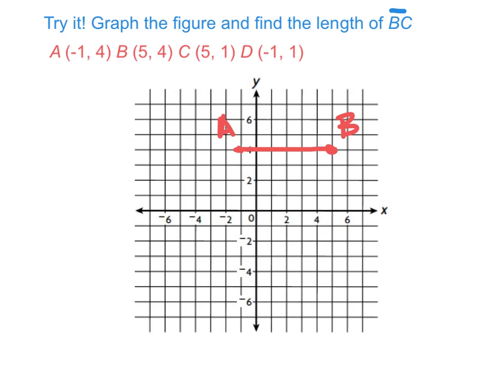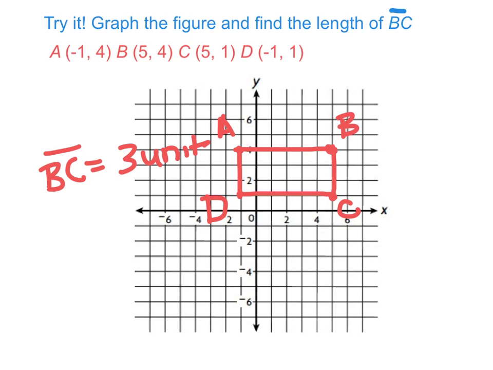I've got (5, 1), and (-1, 2). And that's line D. Oh, looks like we've got a nice rectangle here. Looking for my side BC. Units 1, 2, 3. So BC equals 3 units. All right. Any questions, let me know.